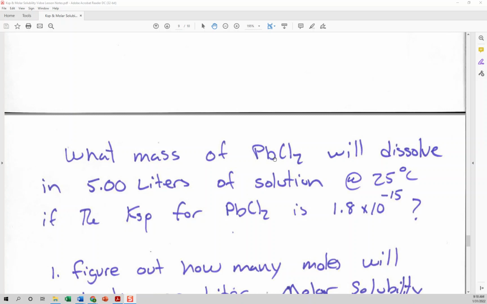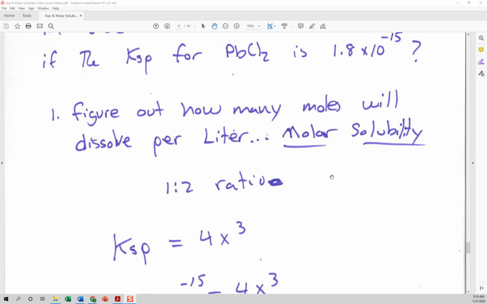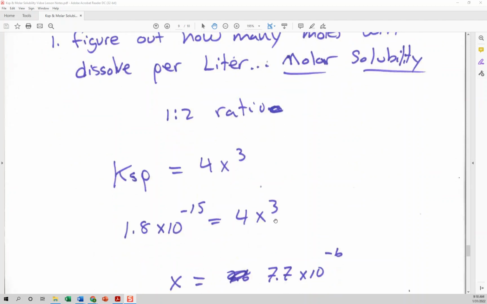So now we want to figure out exactly how much. The first thing I'm going to do is figure out the molar solubility of the compound. I was given Ksp, so let's figure out the molar solubility. Shortcut, it's a 1 to 2 ratio, so we're following Ksp equals 4x cubed. We plug in our Ksp value and solve for x. x is the molar solubility of the compound.